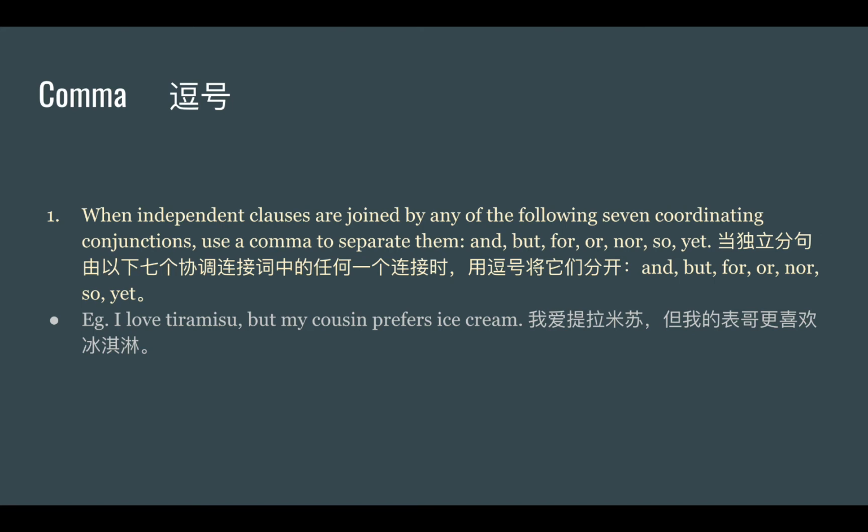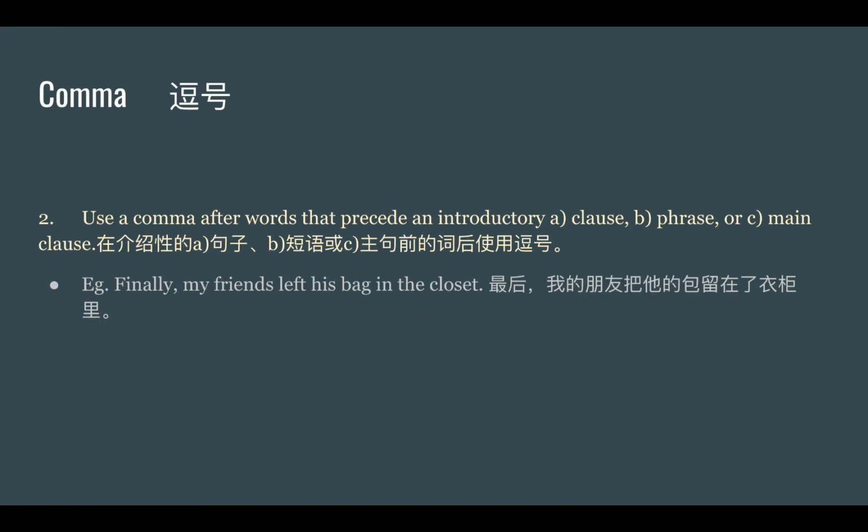For example, "I love tiramisu, but my cousin prefers ice cream." Another way we use a comma is after words that precede an introductory: A, clause, B, phrase, or C, main clause. For example, "Finally, my friend slapped his bag in the closet."